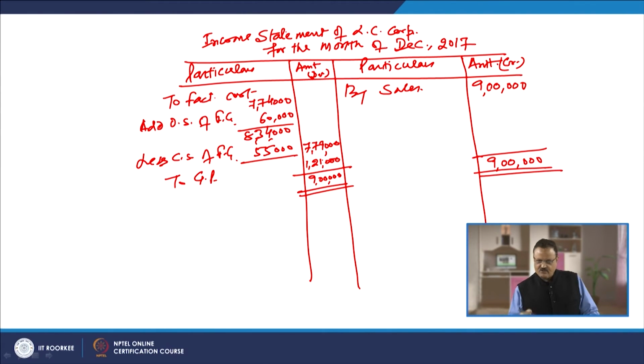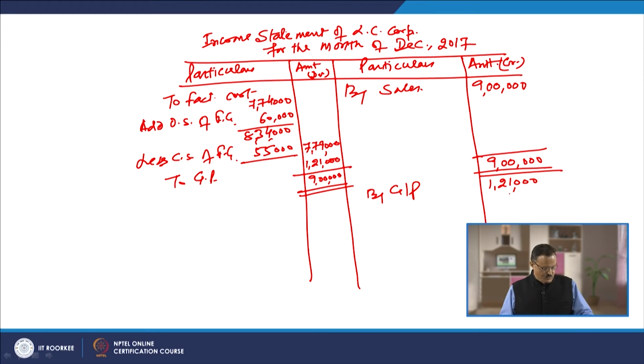So now we will take this GP. Now this GP is the income with the surplus, and this surplus will become the credit balance. If you recall the income statement, you will be able to understand it. So it will become now by gross profit. And what is the gross profit? It is 1,21,000. It came here, right?